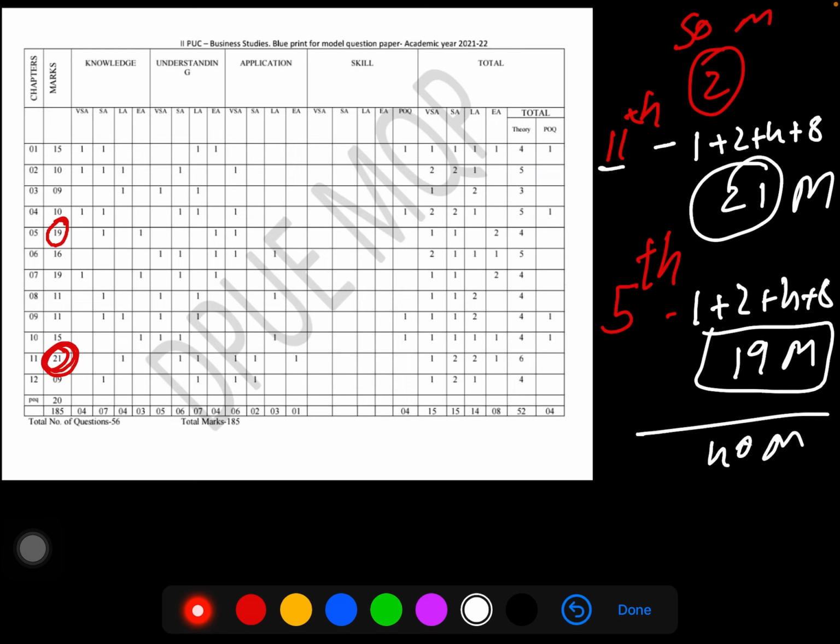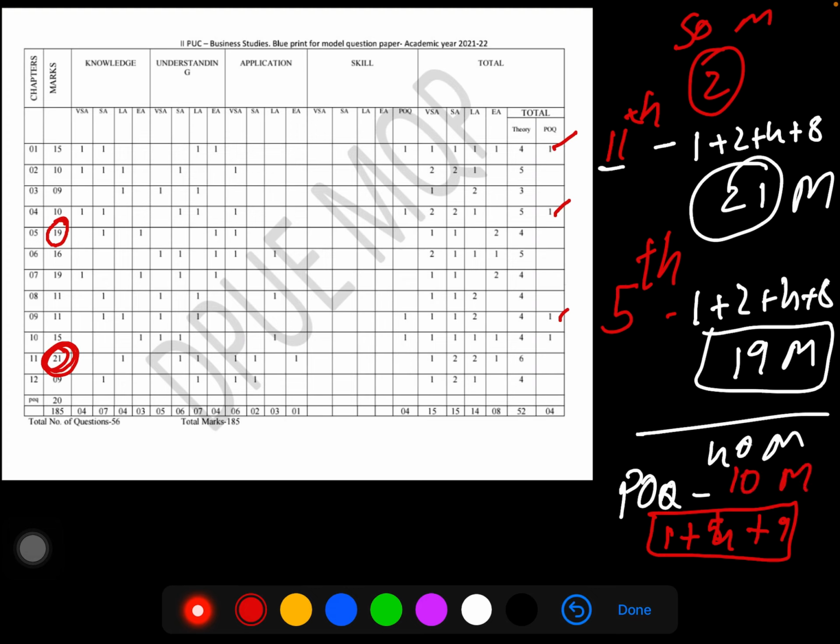To keep yourself in the safer zone, one more thing you have to add is the project oriented question, which is called POQ. Prepare POQ for 3 chapters: chapter 1, chapter 4 and chapter 9, one each. That means you're going to write 2 questions. Then you're going to score 10 marks from it. So then you can completely cover 50 marks.